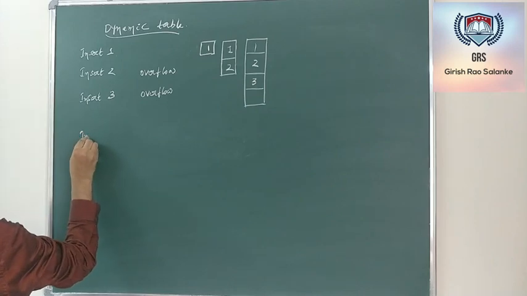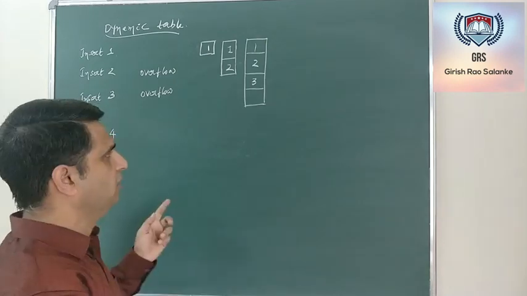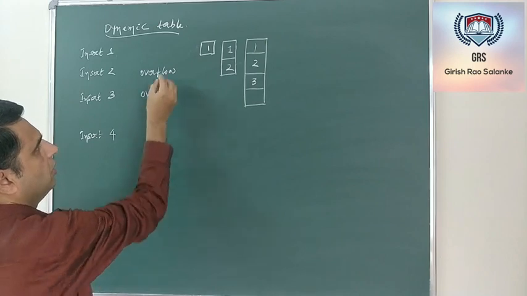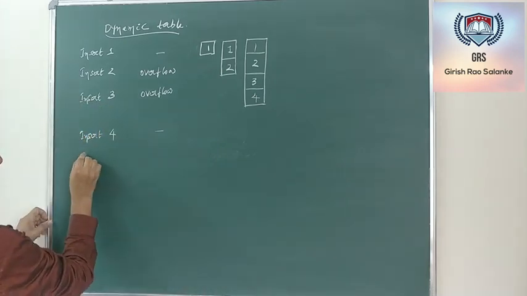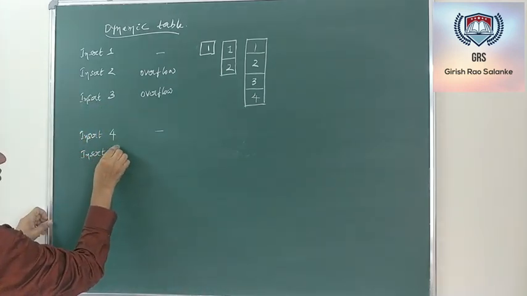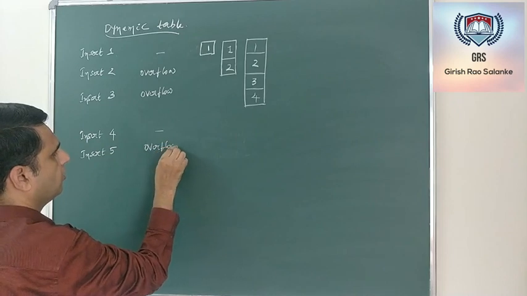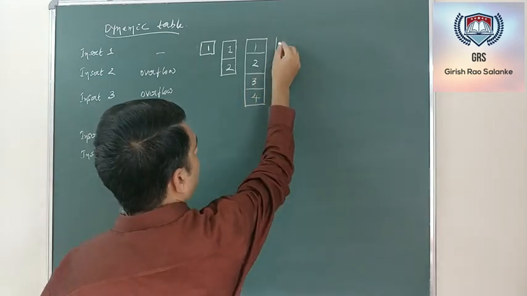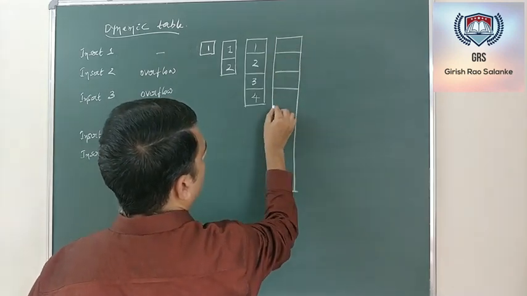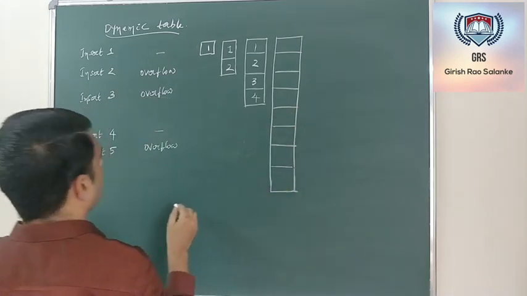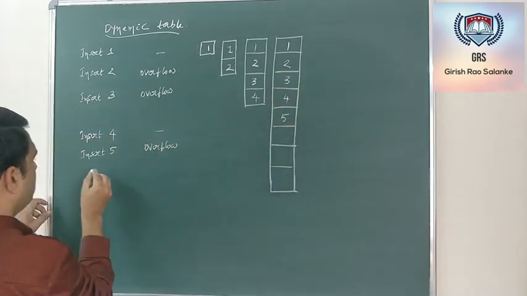Now I'll try to insert 4. Can 4 be accommodated into the hash table, or does it result in overflow? As you see, there is space. It will not result in overflow. So 4 gets filled onto the hash table. Now if I insert 5, is there space to insert 5 onto the hash table? No. So this results in overflow. Now what happens? The hash table size gets doubled. Now the first 4 elements get copied and the 5th element will occupy this position.